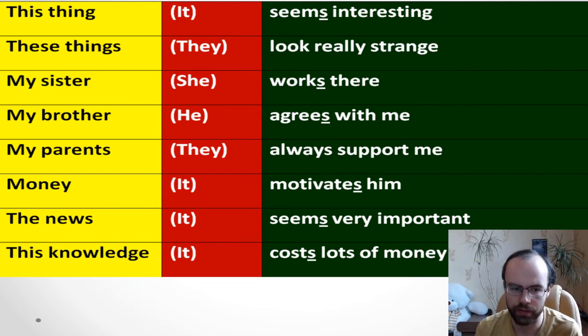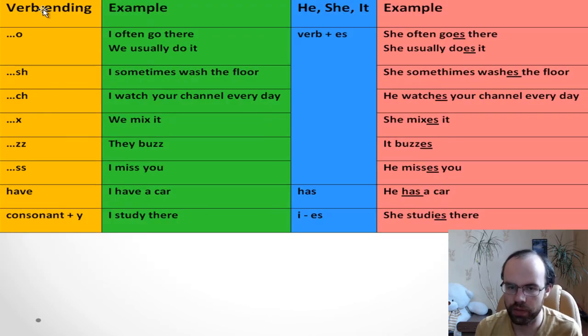Okay, so you need to be very careful. And you also need to remember about the verb endings. Sometimes we add es. If you see at the end of the verb O, S, H, C, H, X, double Z, double S. And you also know that we say he, she, it has, and we change Y to I if it's after a consonant, like here, she studies there. Okay, so let's look at some more examples, more practice.